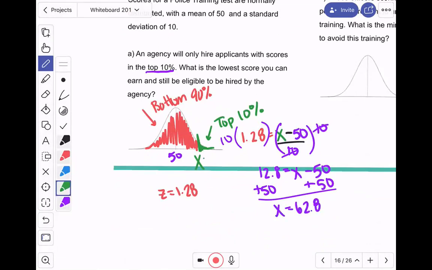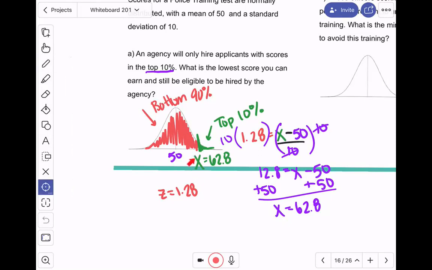Hey, does this x value of 62.8 make sense? Yes or no? Yes. Why does it make sense? Because it's bigger than what number? 50. It's bigger than 50 and it's on the right side of the curve, right? Everybody got that? And if you really wanted to, you can go verify that that is the top 10% by going to Excel and verifying that.